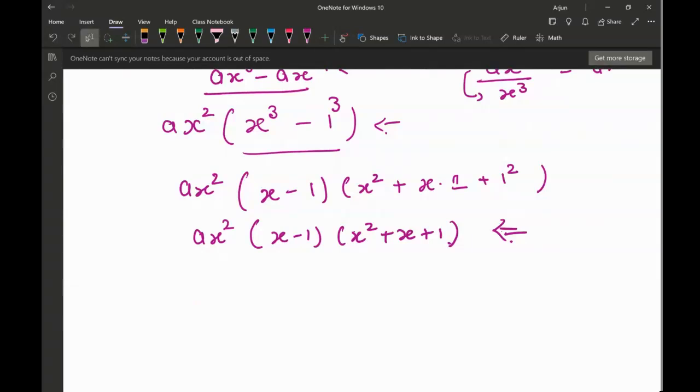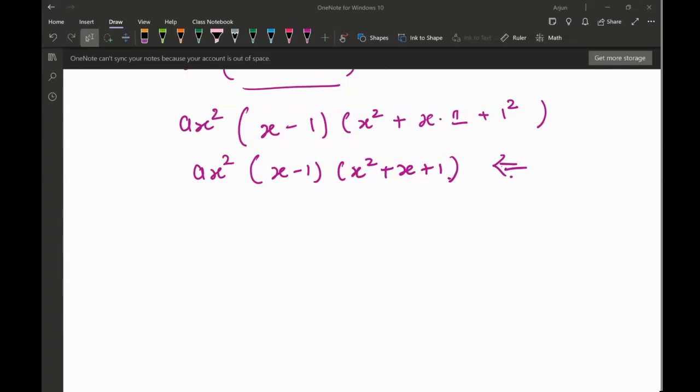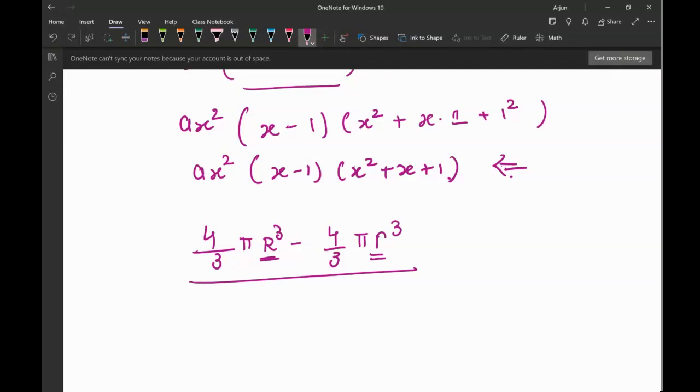So hopefully you were able to understand how we're gonna solve these kinds of questions. Another question can be 4 over 3 pi R raised to the power 3 minus 4 over 3 pi r raised to the power 3. So this R is different from this r. One is a capital R, another is a small r. First of all, I'm gonna ask myself, can I reduce it? No, I cannot reduce it.